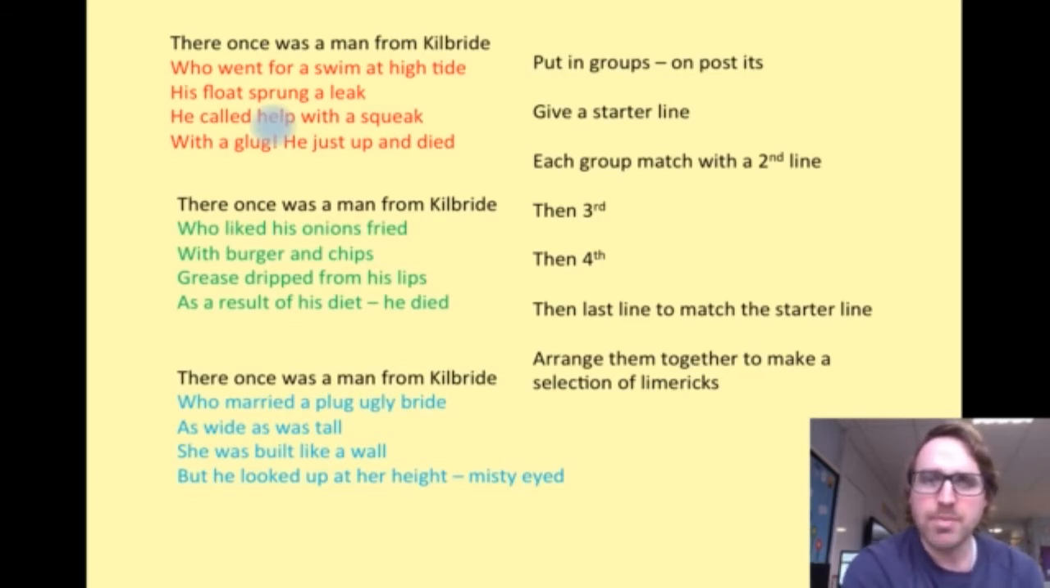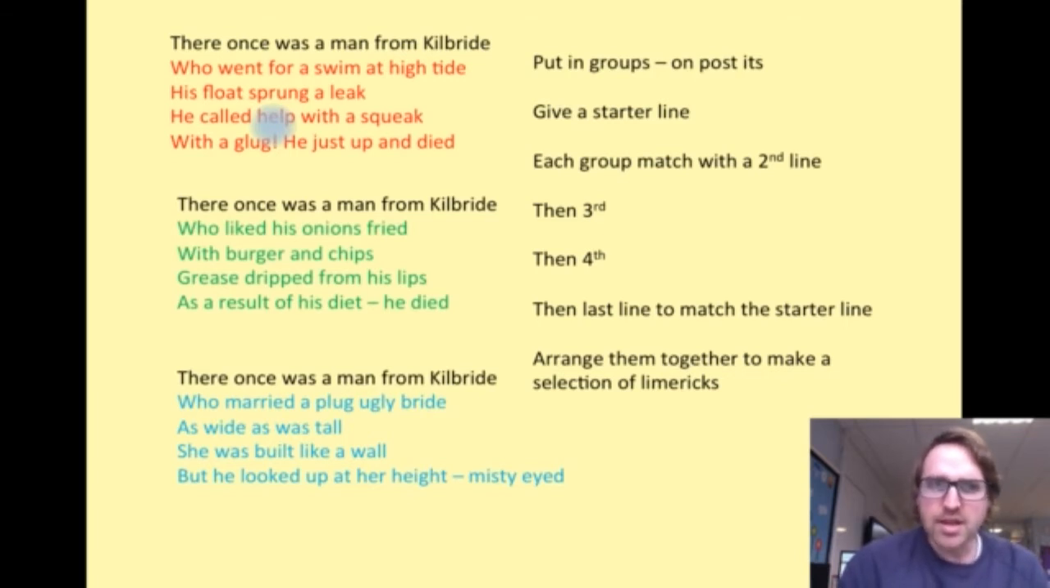So we can put the things into groups on post-it notes, or you can move them around on pieces of paper, and start to move around all the sentences that you've got. So you need to make sure that your starter line is really good. So I chose Kilbride because there's so many words that rhyme with bride. So you need to choose a word that might be really helpful to rhyme with. So on your responses today, I've put a link to Rhyme Zone, which is a great website where you can put your word in that you want to rhyme with, and it comes up with lots of examples.